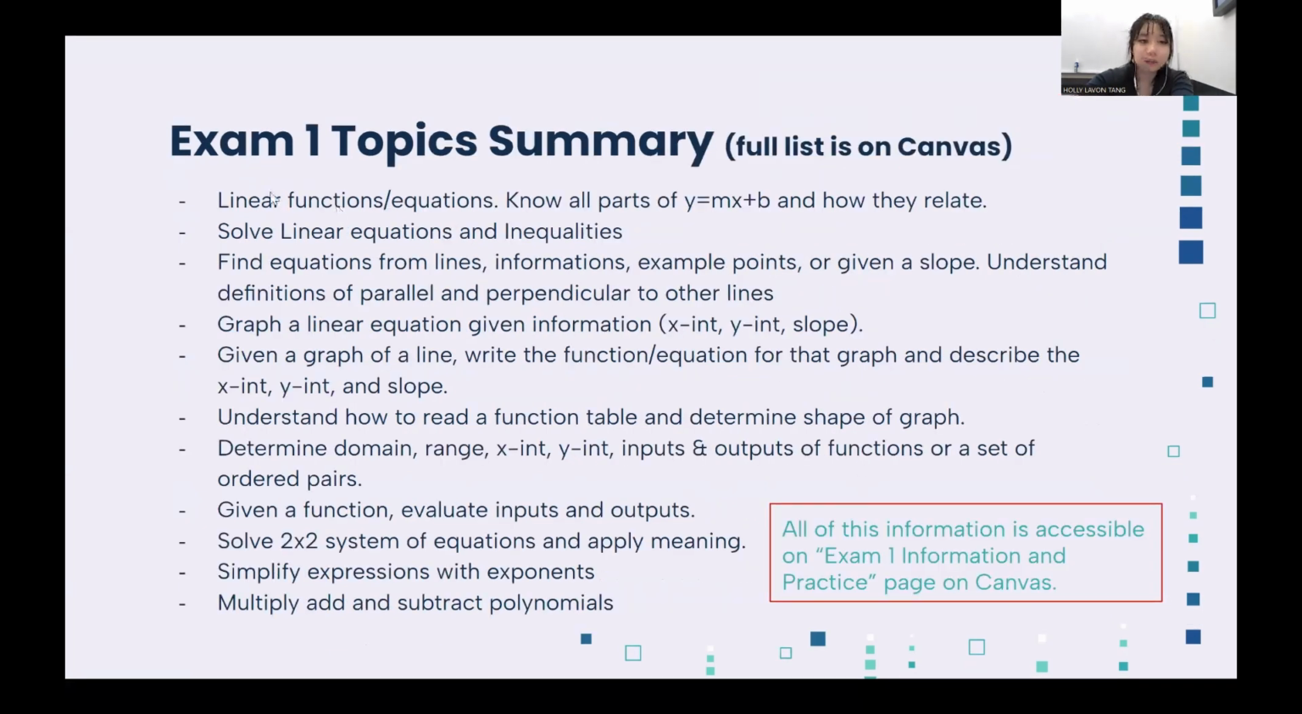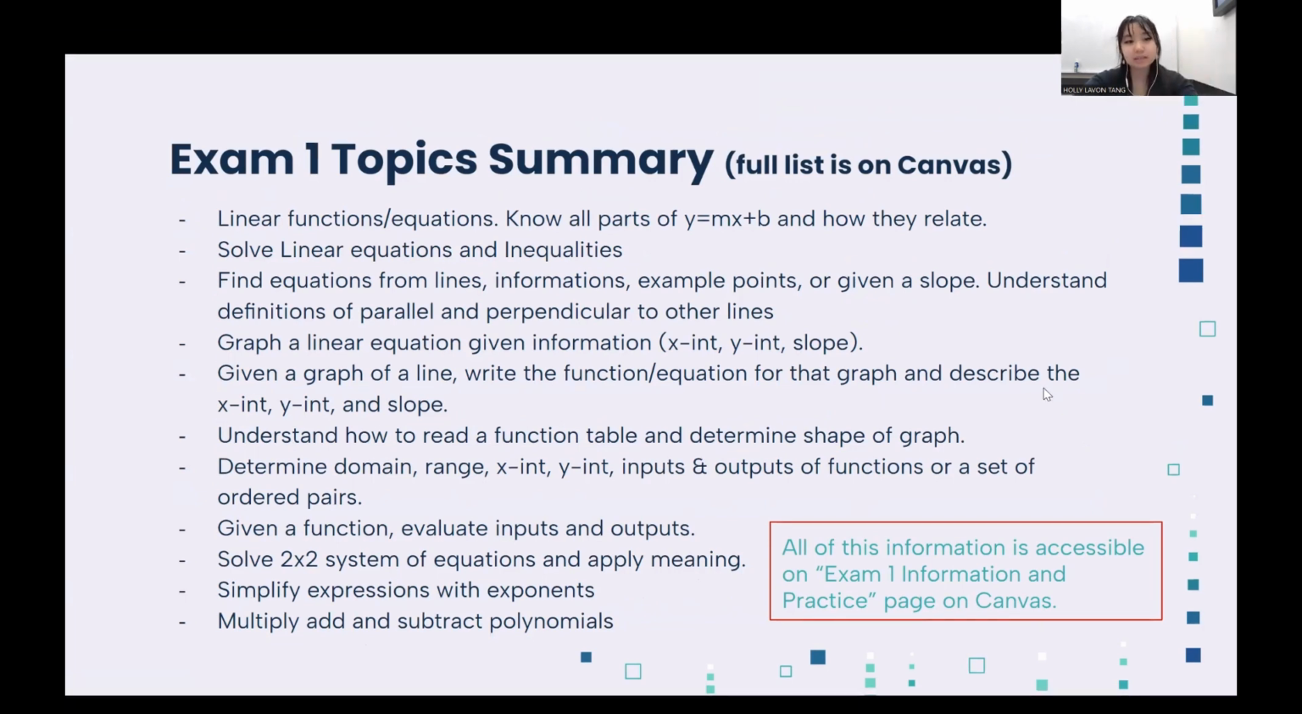Regarding our topics, these are some of the topics that we will cover. The full list is on Canvas. This is a summarized list, and the goal is to get through most of these today, at least a little bit.